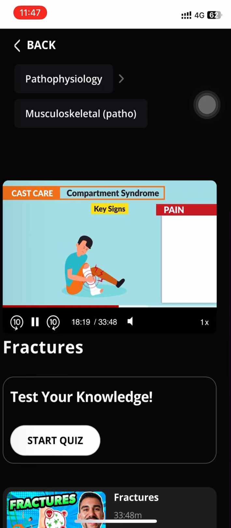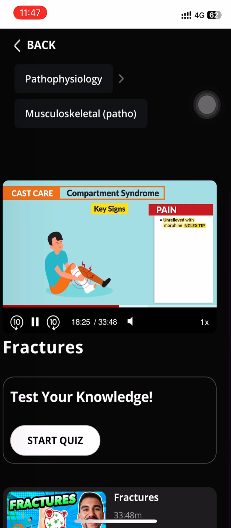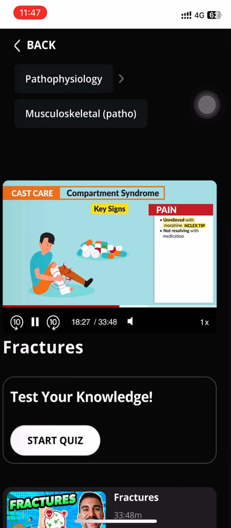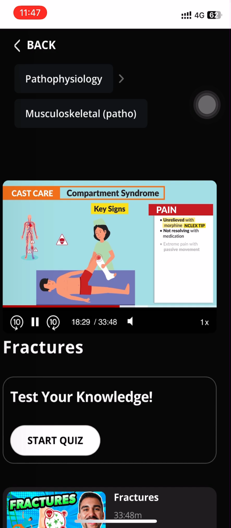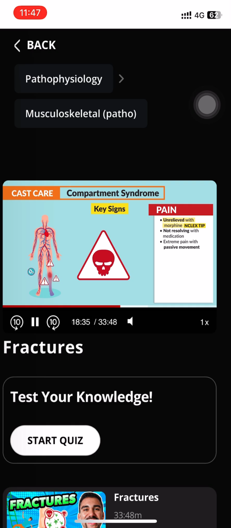So for pain, write it down, unrelieved with morphine. That's the biggest NCLEX tip here. Other keywords are not resolving with medication, and even extreme pain with passive movement. All of these indicate muscle ischemia, or basically no oxygen. The limb is in essence suffocating to death.